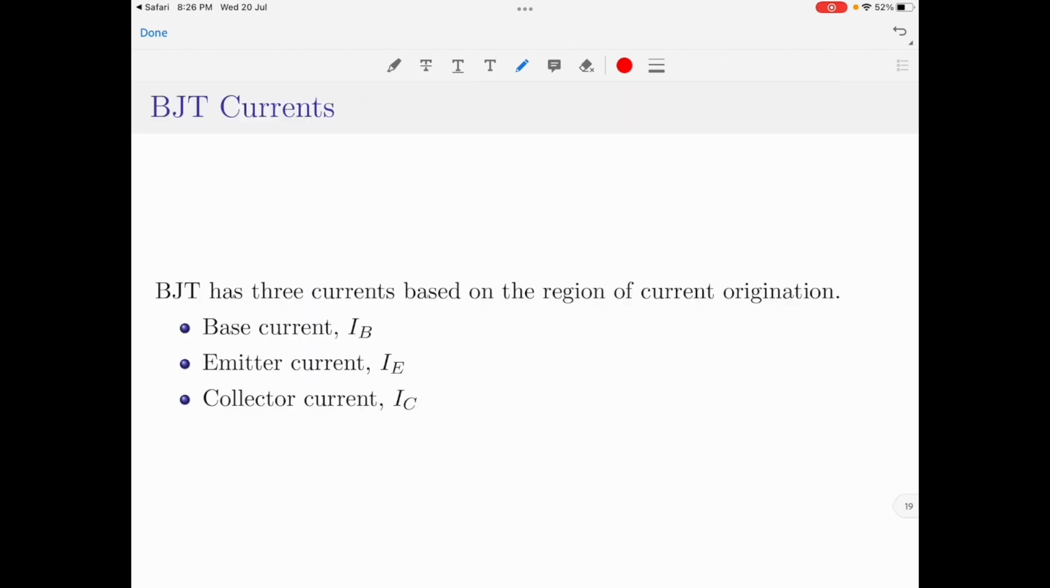Let us now talk about the currents in a BJT. Since there are three semiconductor regions, BJT exhibits three types of currents based upon the region of current origination. The current that is originated from the base region is called the base current. The current that is originated from the emitter region is called the emitter current, and the current that is originated from the collector is called the collector current.